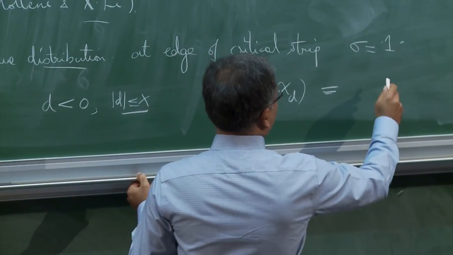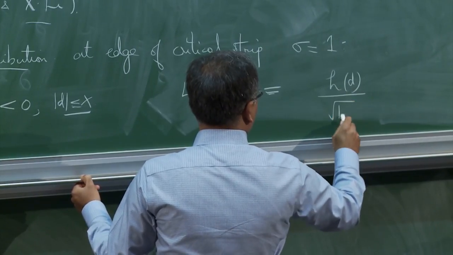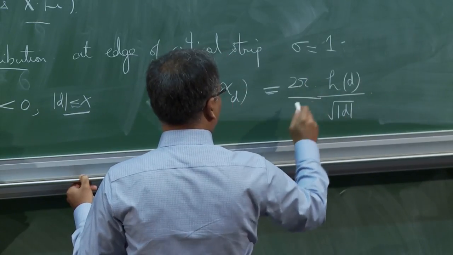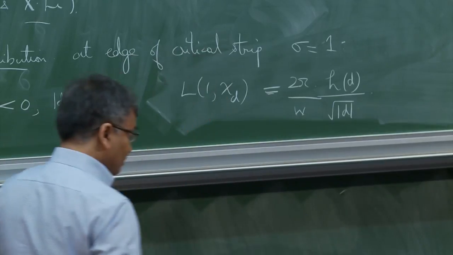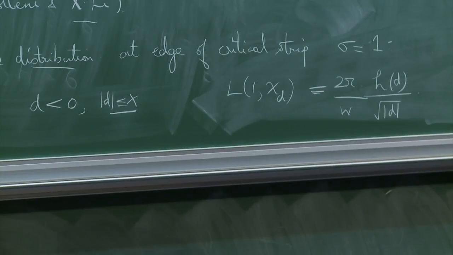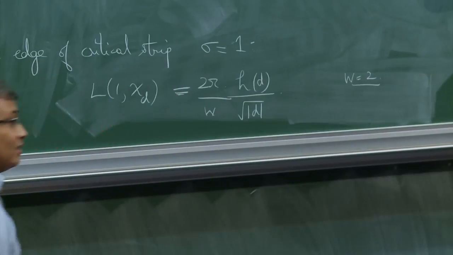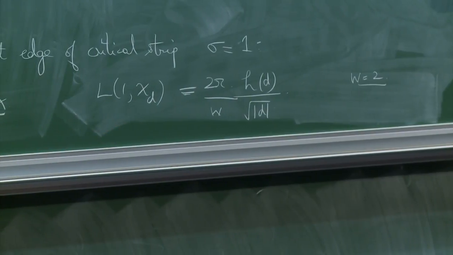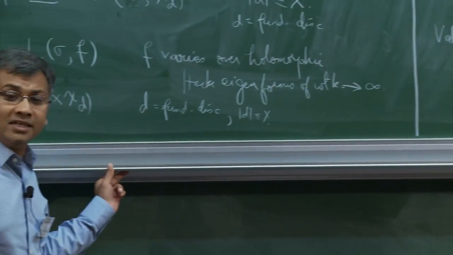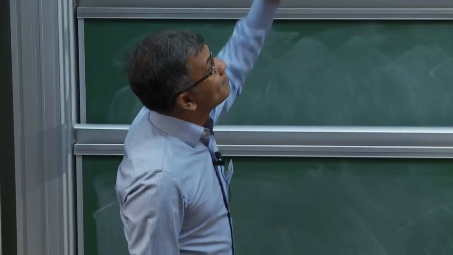And this will be a constant like 2 pi divided by W, which is the number of roots of unity in the field. Well, W is usually 2, so up to some factor of pi, this gives you information about the class number of the field Q(square root of D). So asking for the distribution of values of L of 1, chi_D is the same problem as asking for the distribution of class numbers in this example.